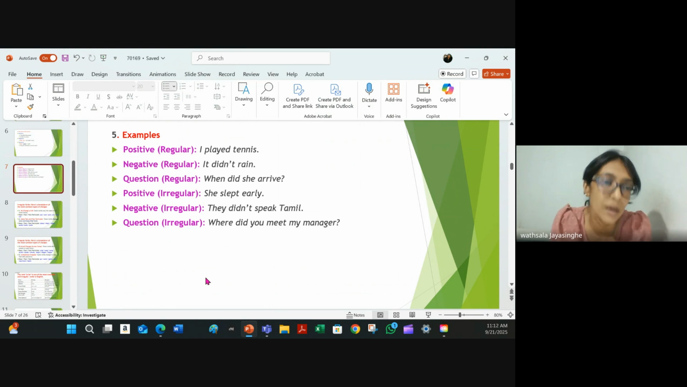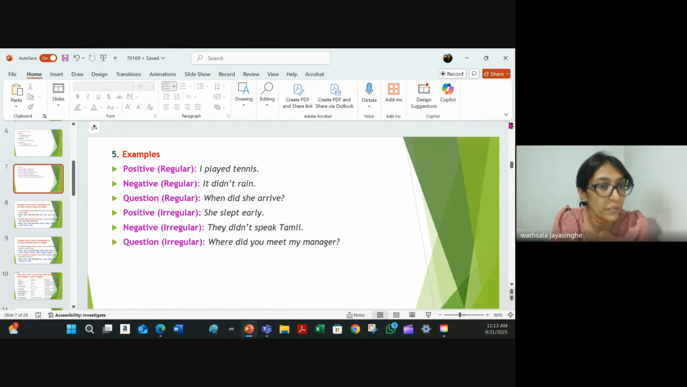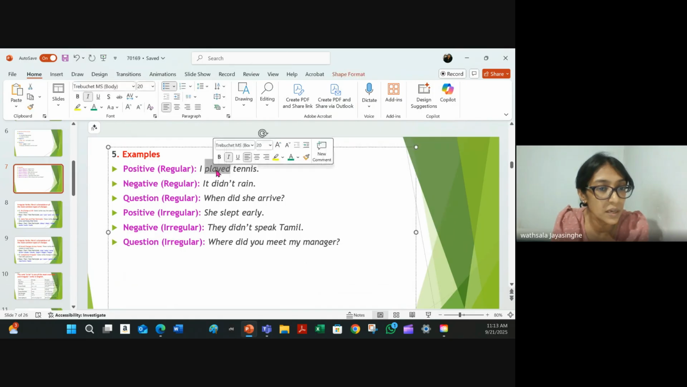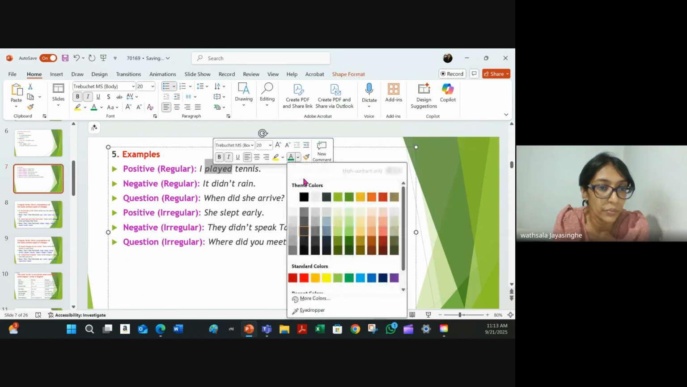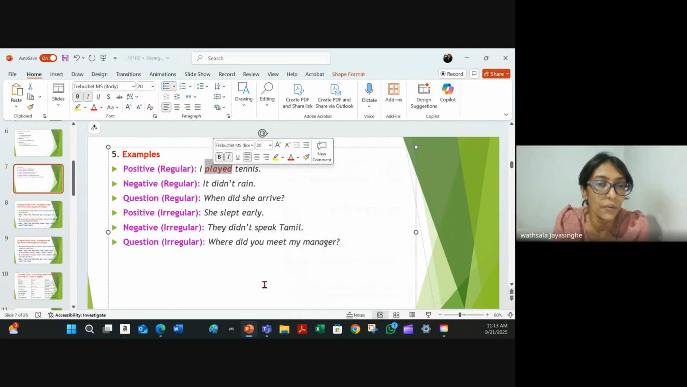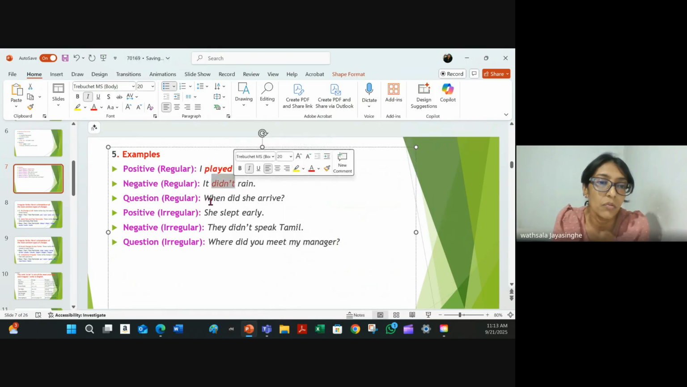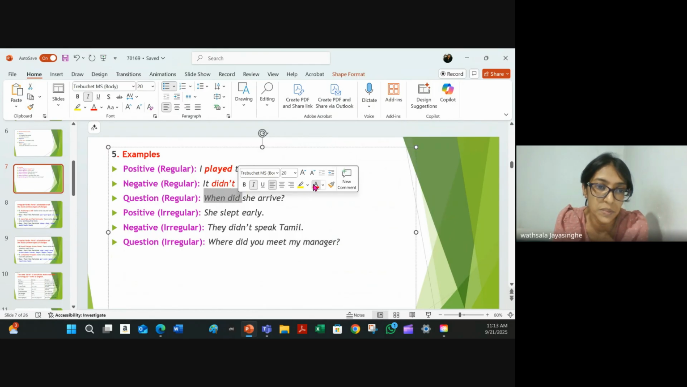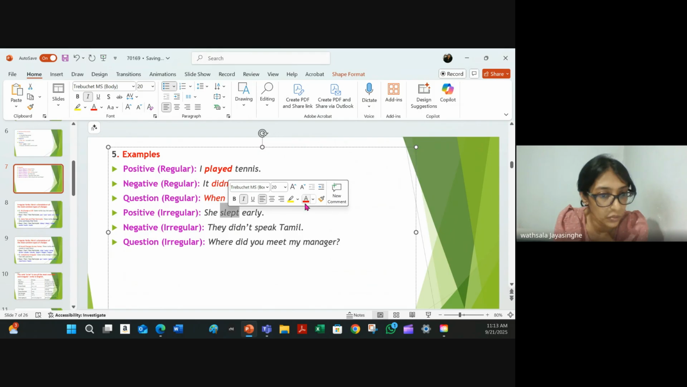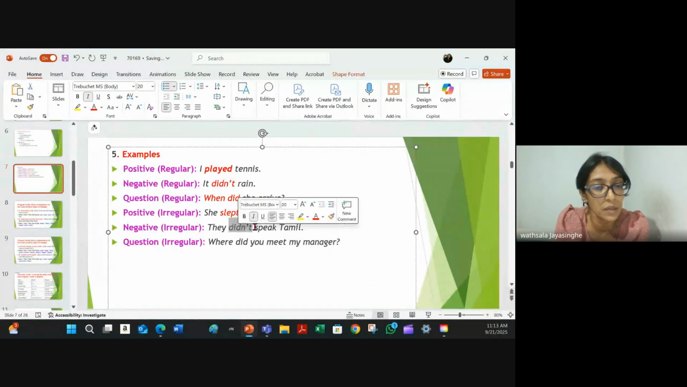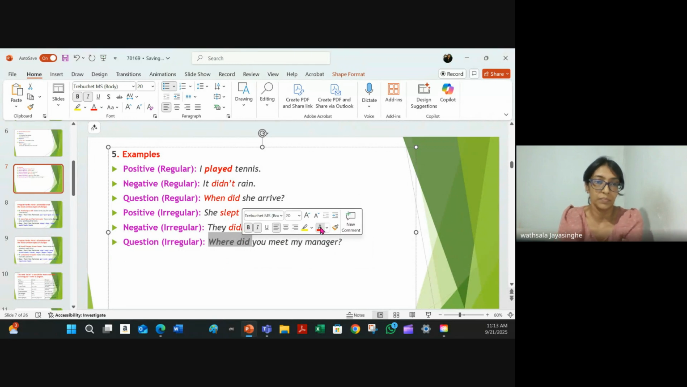For some examples, positive regular verbs: I played tennis. Negative regular verbs: it didn't rain. Question, regular verbs: when did she arrive? Positive with irregular verbs: she slept early. Negative with irregular verb: they didn't speak Tamil. Question with irregular verb: where did you meet my manager?